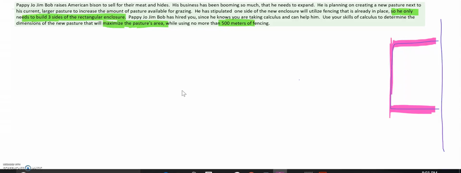We don't know what any of these dimensions are, but we do know that we're looking to maximize the area. And how do you find the area of a rectangle? Well, that's length times width, or in this case, the way I'm labeling it, x times y. So we need to maximize area.